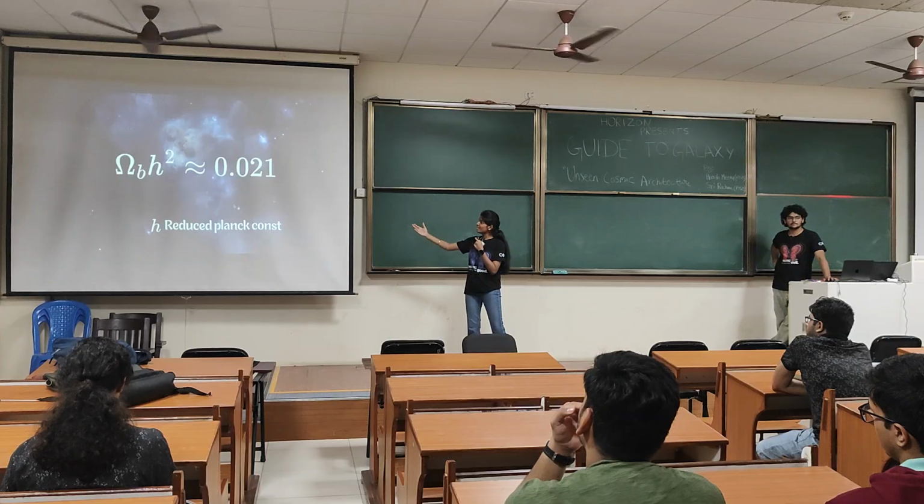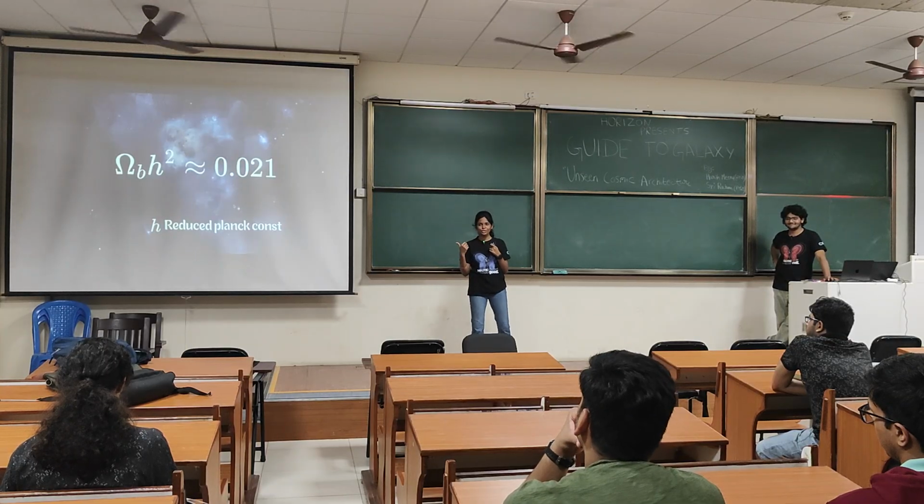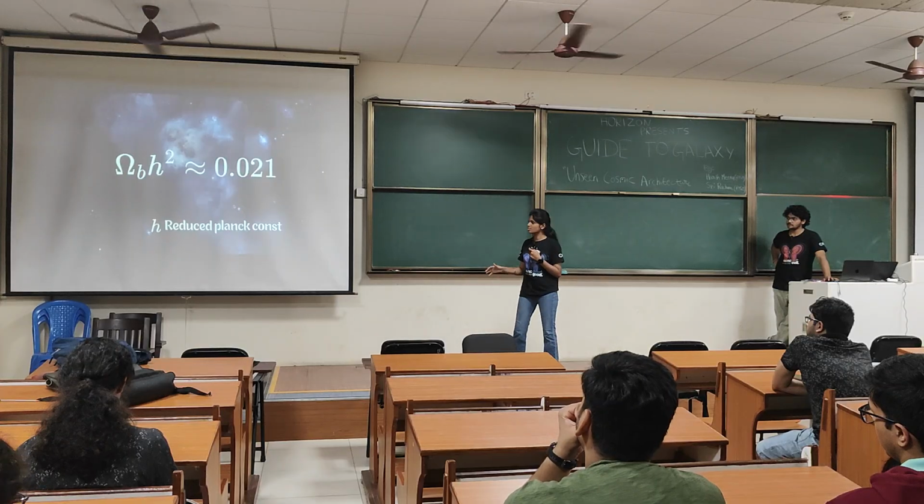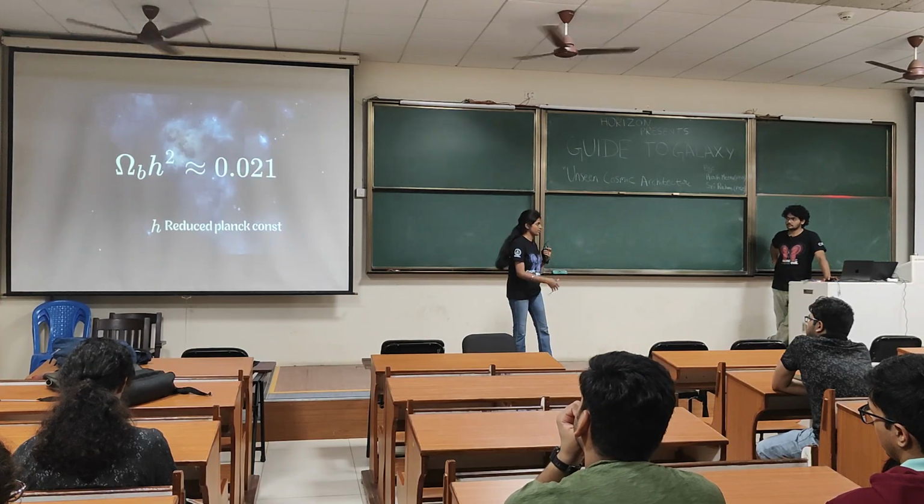And it came out to be 0.021. You might have to remember this value. We'll come back to this very quickly. So this is how we arrive at this baryon density using Big Bang nucleosynthesis.